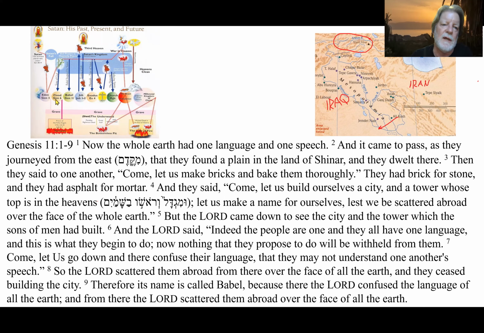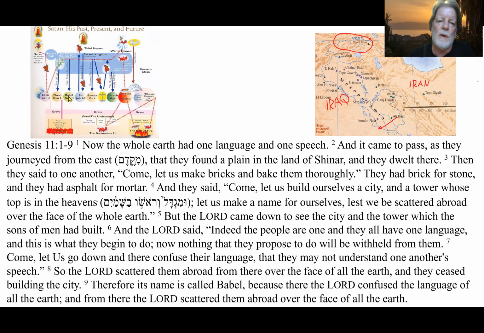We said he showed up again in Genesis 6 with the intermarriage of the sons of God and the daughters of men and the production of the Nephilim in order to try to prevent the seed of woman from coming into the world. And here he is again. He shows up in Bavel in Genesis chapter 11 in this story.